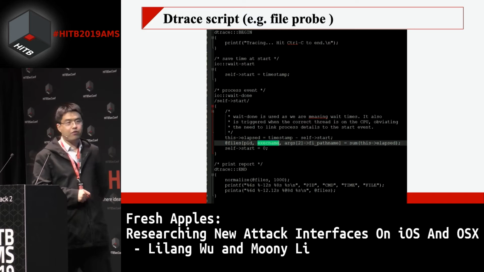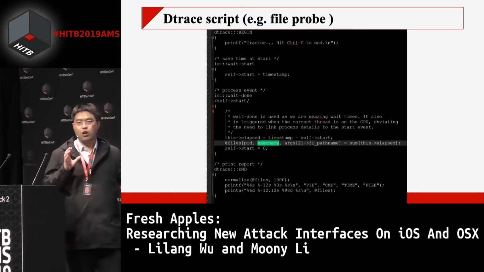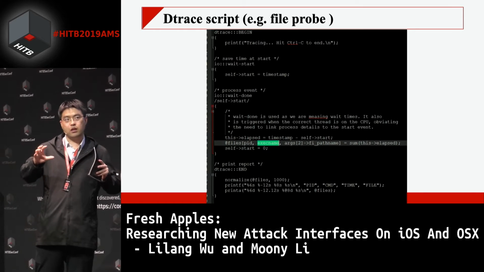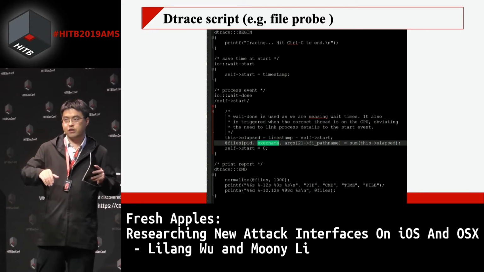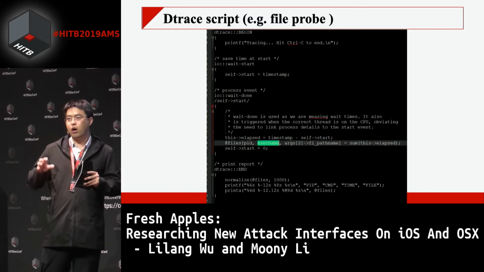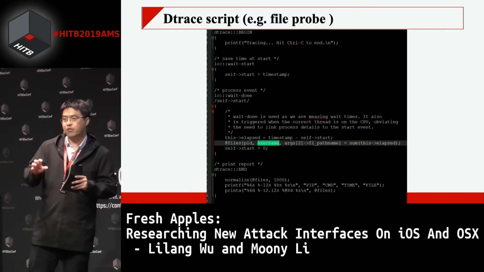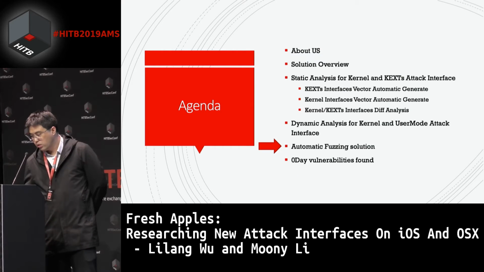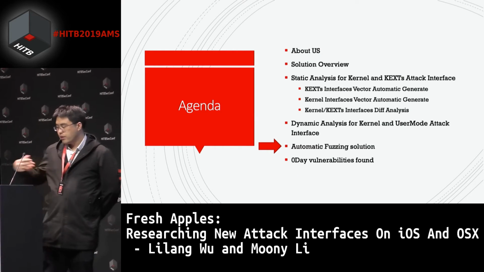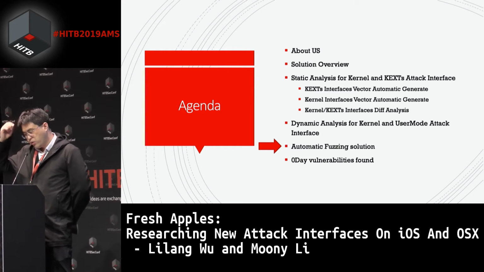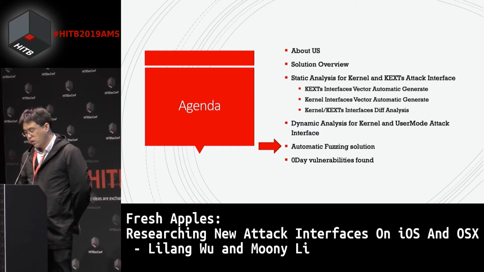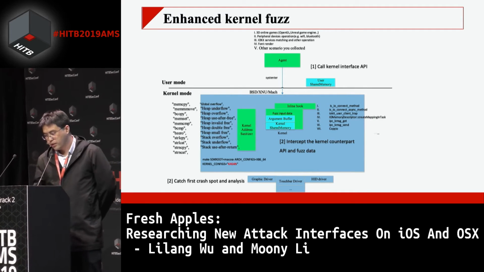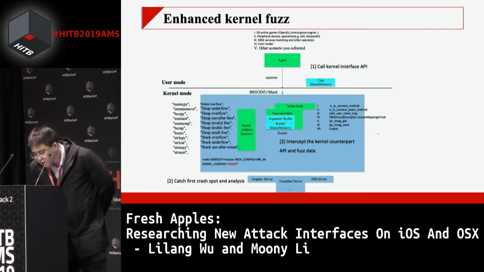But the drawback of DTrace is that it can just view the execution of the API, but it cannot control or modify any context values at runtime. So in the next part, we will introduce our automatic passive fuzzing solution. Here is the whole picture.